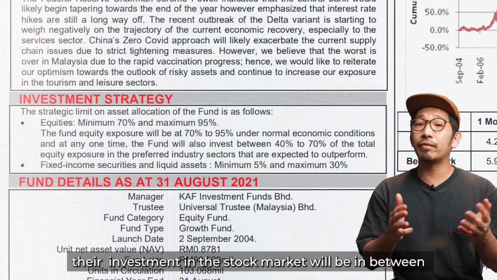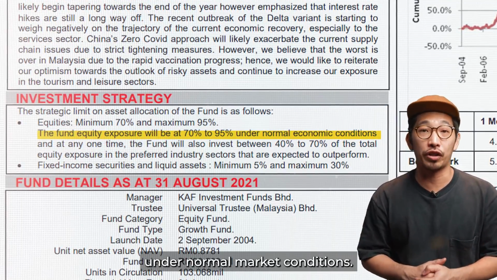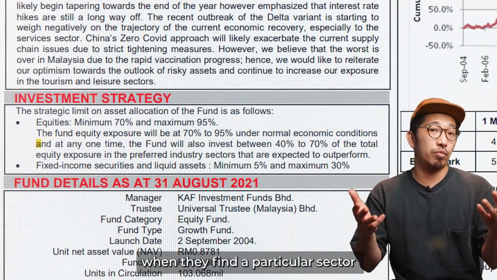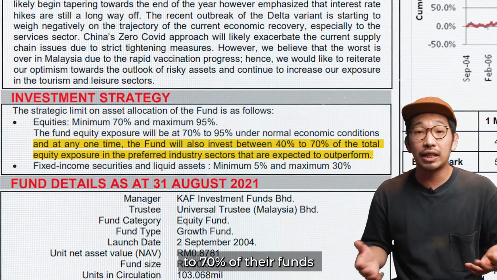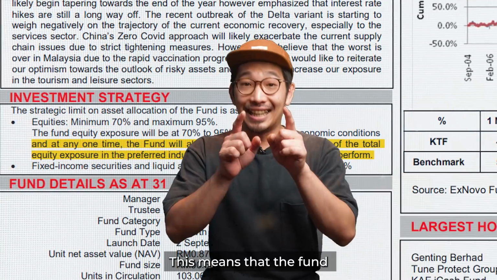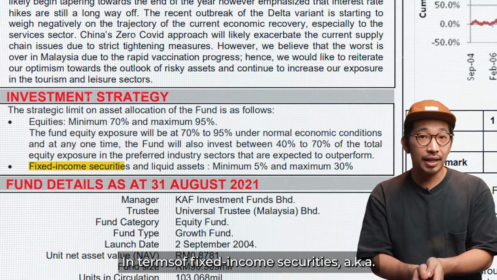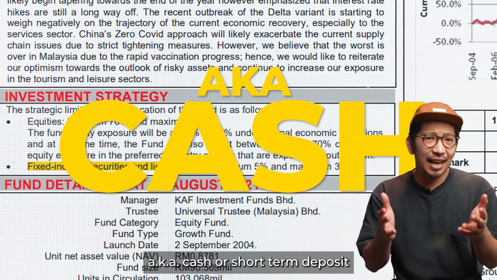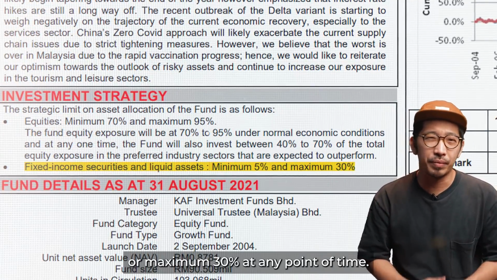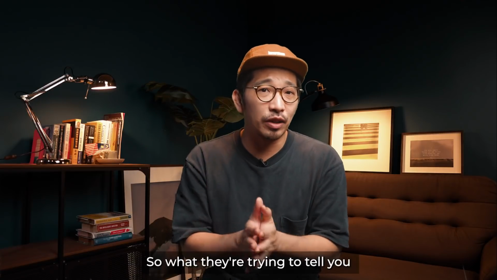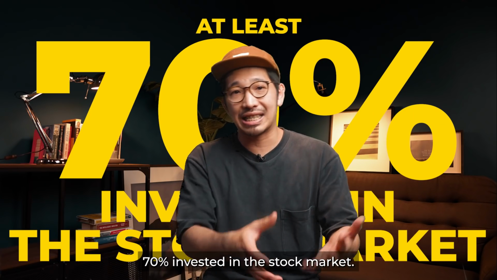For this particular fund, their investment in the stock market will be between 70% to 95% under normal market conditions. The next point, they also mention that when they find a particular sector that could outperform, they may invest 40% up to 70% of their funds into this particular sector. This means that the fund is less likely to diversify. In terms of fixed income security, aka bonds, or liquid asset, aka cash or short-term deposit, it will make up a minimum of 5% of the fund or maximum 30% at any point in time. So what they're trying to tell you is this: under normal market conditions, the money in the fund will be at least 70% invested in the stock market.